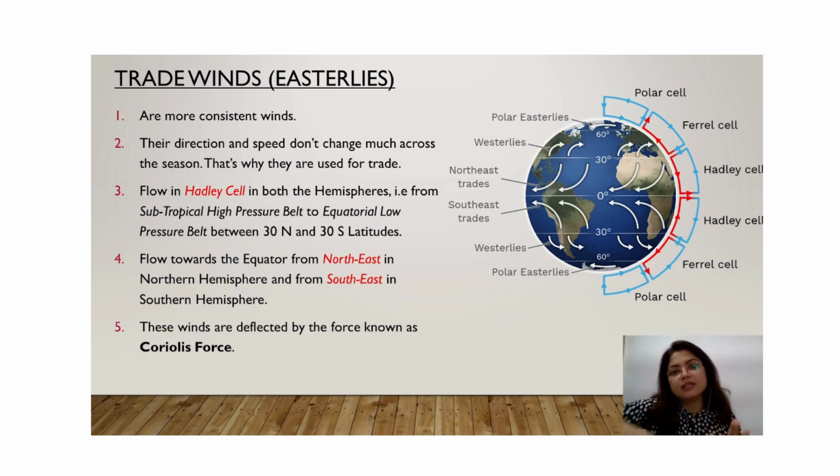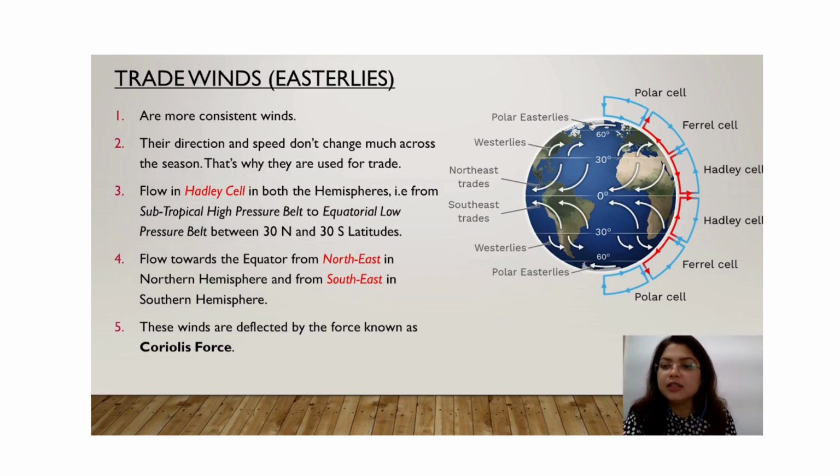Okay, and this cycle continues and goes on in the Hadley cell at the latitude of 0 degrees to 30 degrees in the north as well as in the south. Okay, so this is known as the Hadley cell because the cycle is going on. It's very normal over here.